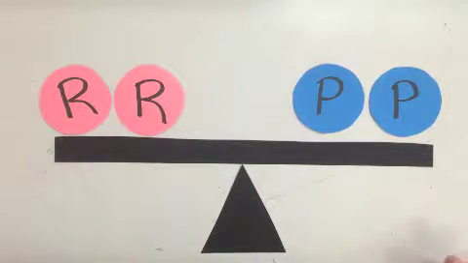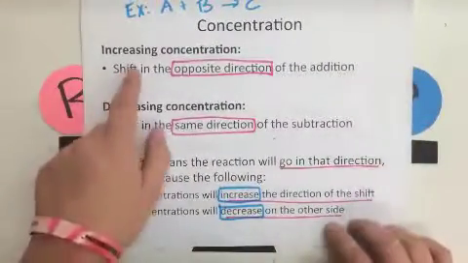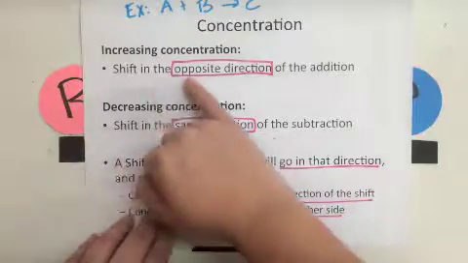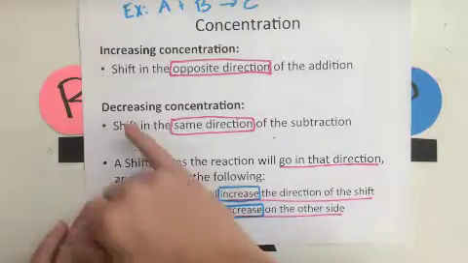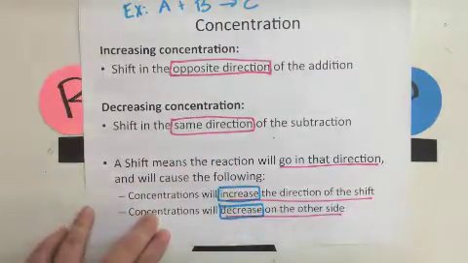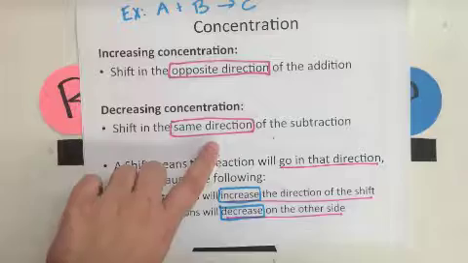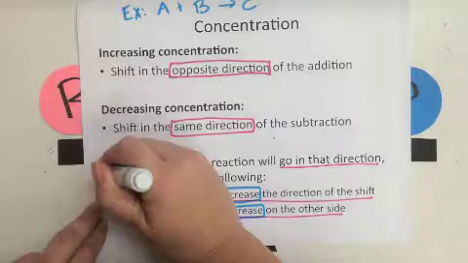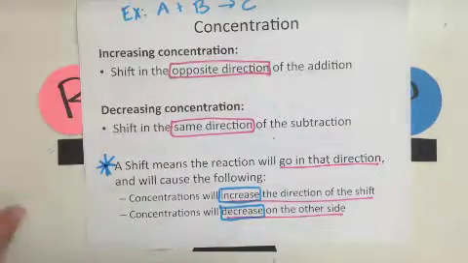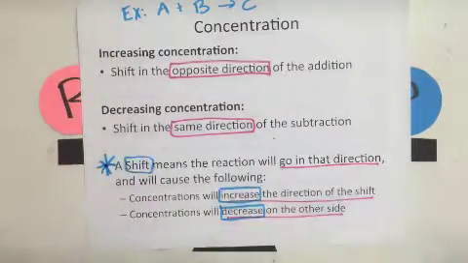Okay? So going back to that, remember, an increase in concentration, the shift will always go in the opposite direction of the addition because it has to get rid of what you just added. A decrease in concentration, it has to replace that, so the shift is going to go in the same direction of the subtraction. Now, this is the most important thing right here to understand in order to do Le Chatelier's principle. You have to know what a shift means. A shift means the reaction will go in that direction and will cause the following.